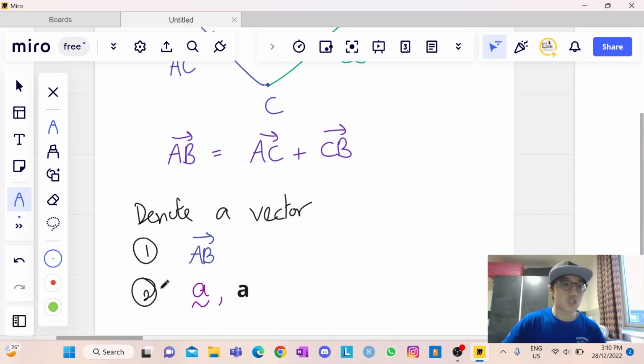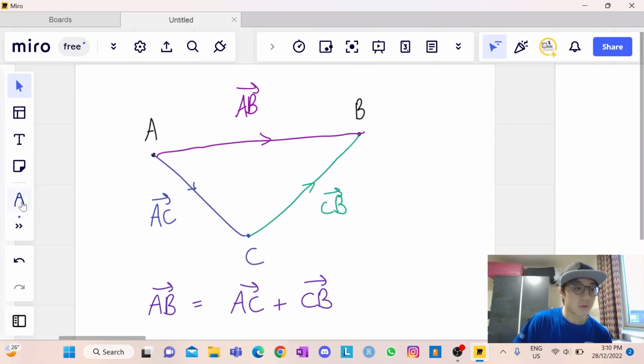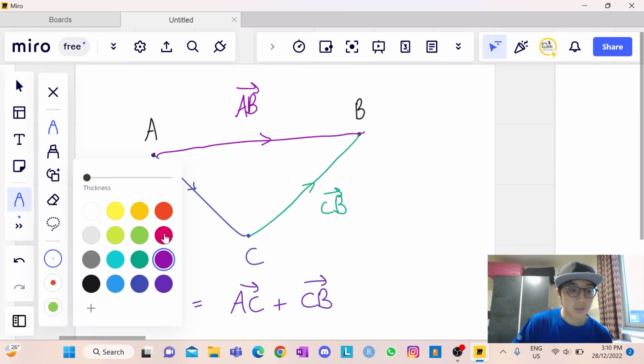Okay, so if we are going to show it up here in this diagram, I'm gonna use another color here. Let's say this one.